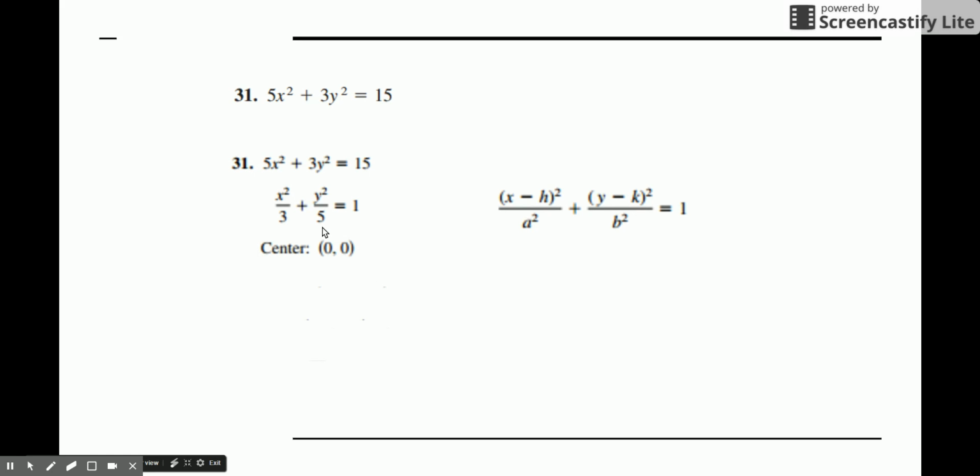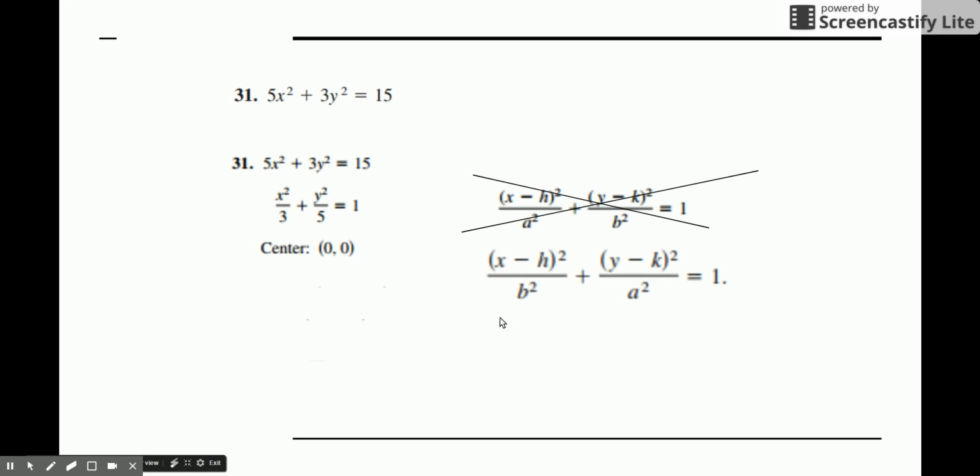Okay, so it's not going to be this one, and it's going to be the other one instead, the vertical one. You'll also notice that, from this equation, there's nothing next to it, so it's got to be 0. This answer is 0, 0. And from the equation as well, you can also take that a squared equals 5, b squared equals 3, take into account the formula, and you get c squared equals 2.